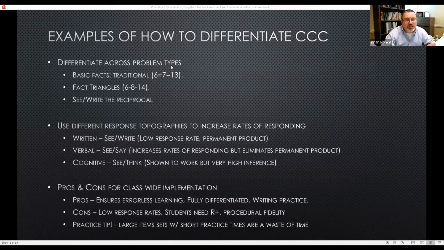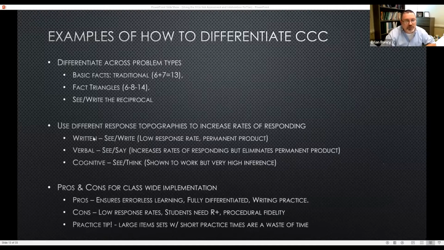So you can differentiate across problem types. You can do basic facts where they literally just look at the problem, like 6 + 7 is 13. They cover it, they write the problem and answer. You can do fact triangles where it would show just a 6, 8, and a 14, and a kid could write 6 + 8 is 14, or 8 + 6 is 14. You could also write the reciprocal, right? So if they see 6 + 7 is 13, then they would write 7 + 6 if you're trying to teach fact families. Using different response topographies can also lead to increased rates of responding.